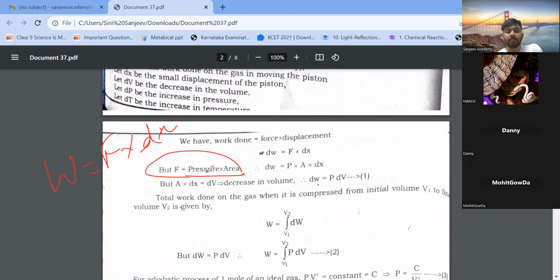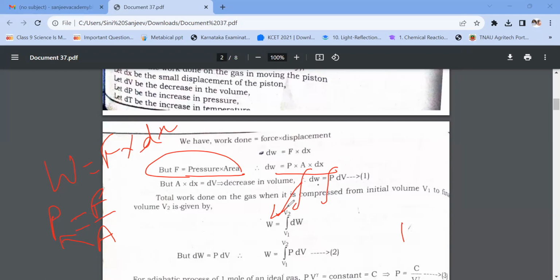What is force? Pressure into area. What is pressure? Force upon unit area. So just cross multiply: F is P into A, and I'm going to substitute this. dW is a very, very small work done. To get the total work, I'll integrate. The integral of dW is W, and the integral of dx is x, correct?